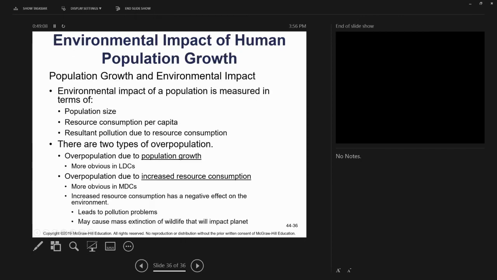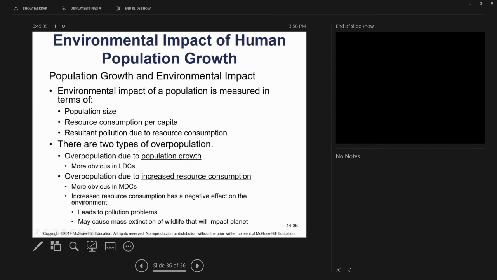Why do we care about that? The environmental impact of human population growth. We are living organisms. We are animals like any other and subject to all of those factors that we talked about related to population density and disease and resource use. So when we look at the environmental impact of population growth, it's not a matter of being a tree hugger. It's a matter of our own species survival.